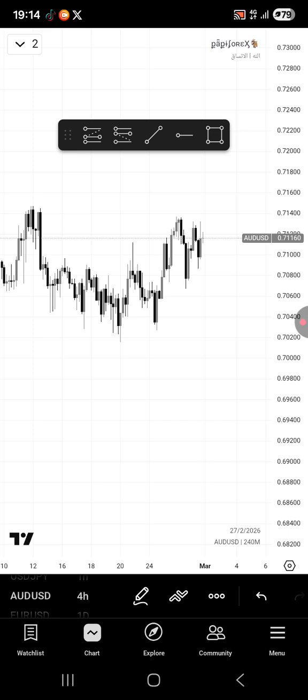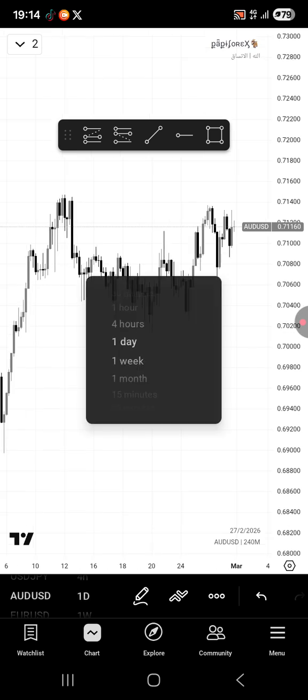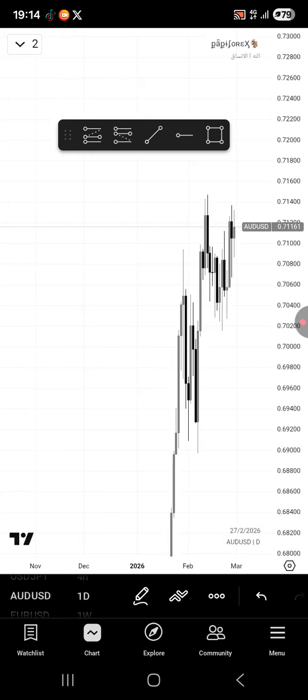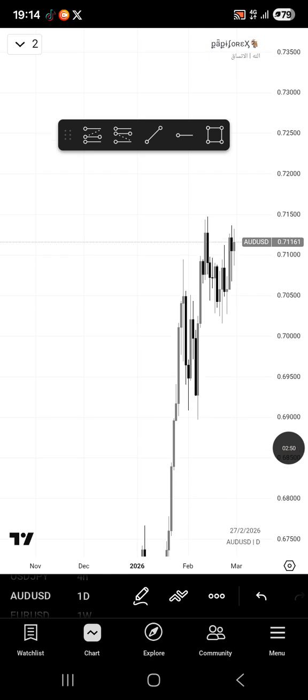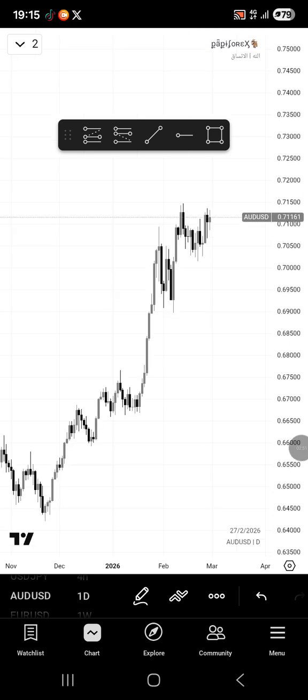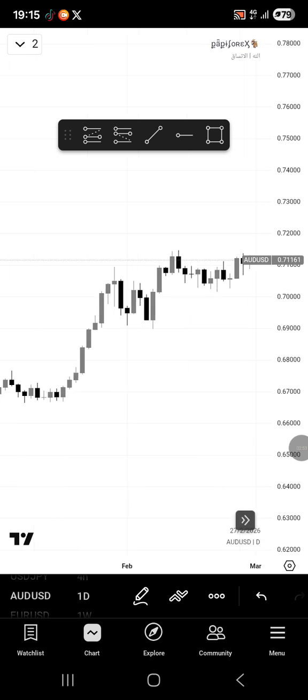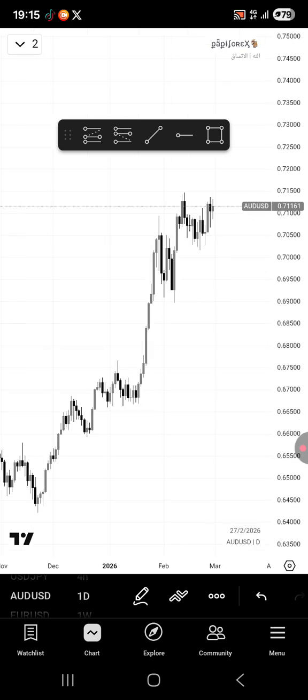So back to business. On my daily time frame, let me just use EU as an example here. We can identify the trend of EU. We are bullish, like higher highs, higher lows, higher highs, higher lows, you understand? So we are bullish.